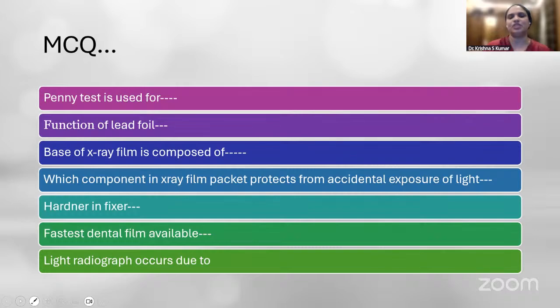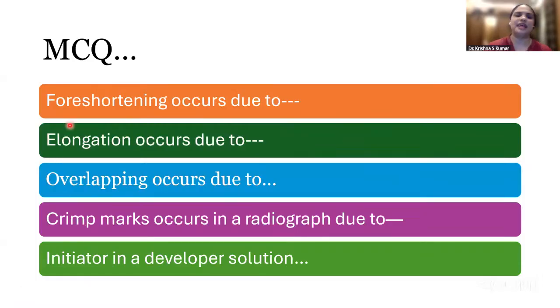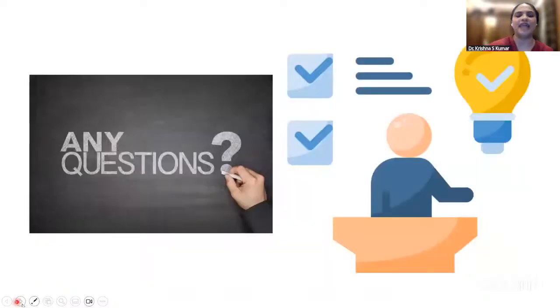Penny coin test, you already know, is for checking the improper safelighting. Function of lead foil is to prevent the scattered radiation. Fastest dental film available is Kodak hyperspeed film G. Base of the X-ray film is composed of polyethylene terephthalate. Foreshortening occurs due to increased vertical angulation, elongation the other way around. Overlapping occurs due to improper horizontal angulation. And the reducing and developing agents in the developing solution are phenidone and hydroquinone.